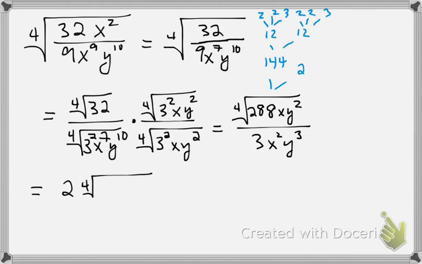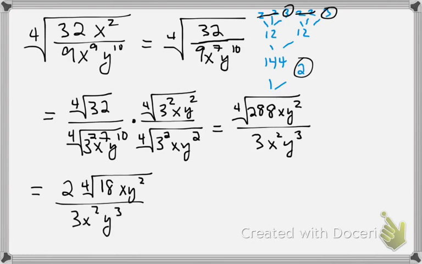What's left under the 4th root then? 18. A 3, a 3, and a 2. You forgot about that 2 down there. xy squared over 3x squared y cubed. Nope. Right? We just have a pair of 3's and a 2. None of those are 4th powers. All right, it's good to ask.